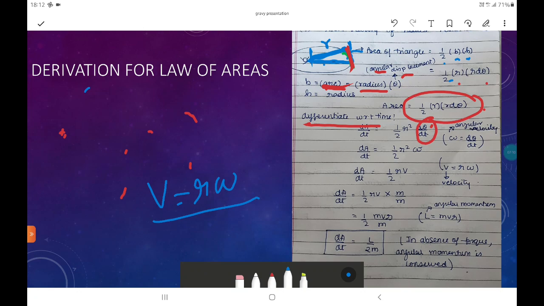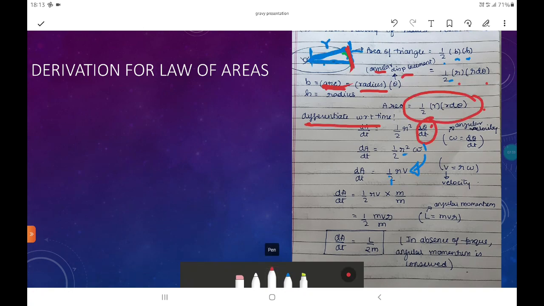V is equal to r omega. If you take one r common outside, and put it in this equation and rearrange, you get half into r into V. Now V is equal to r omega, that is, velocity is equal to radius into angular velocity. I hope you know this equation.